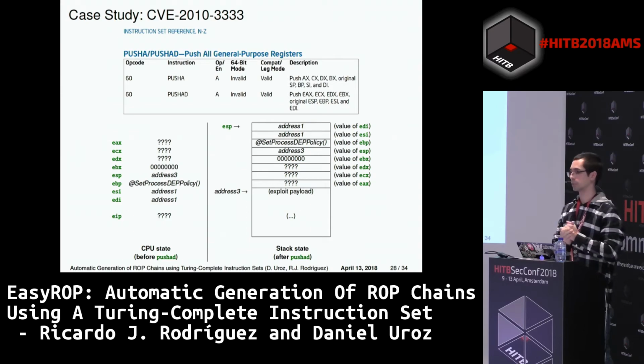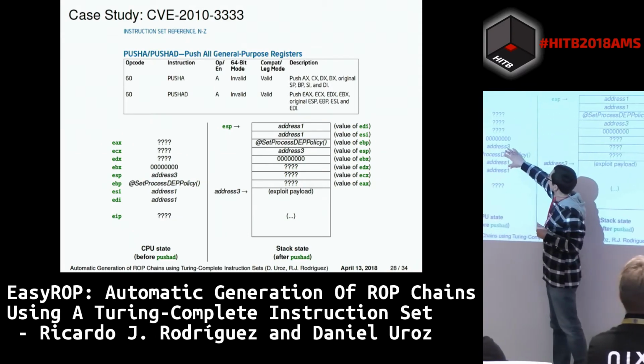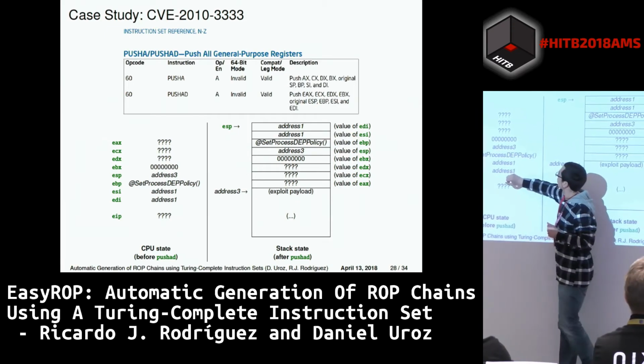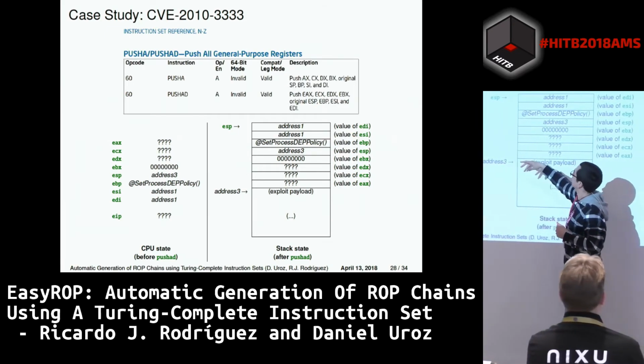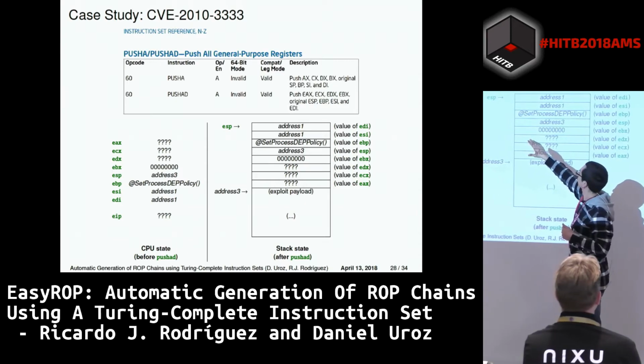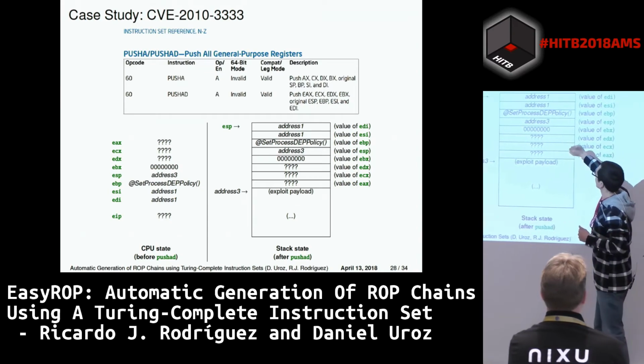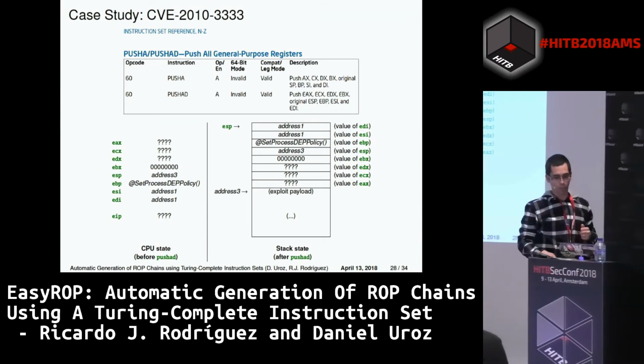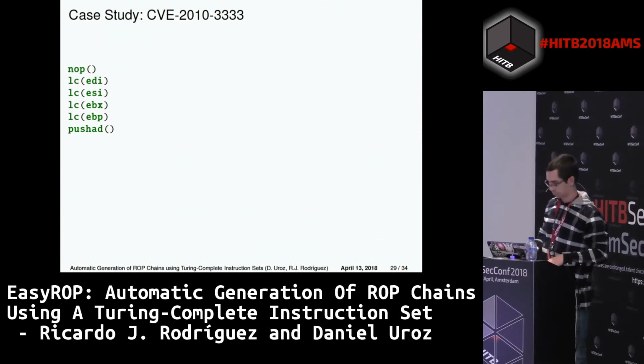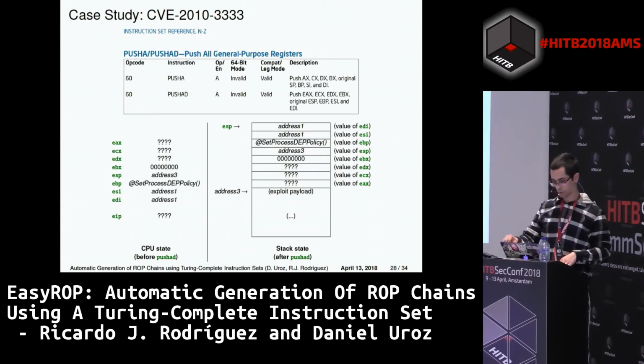instruction set architecture that allows us to push every one of the registers onto the stack, in this order. My ROP chain will need to set the registers in this way. And after the execution of this instruction, I will have this on the stack.